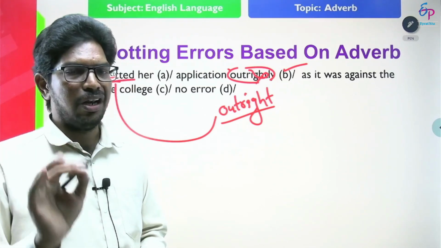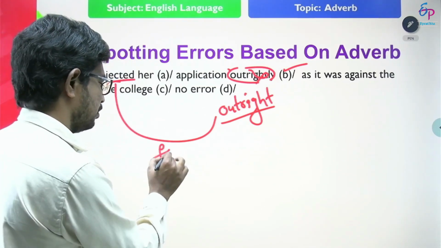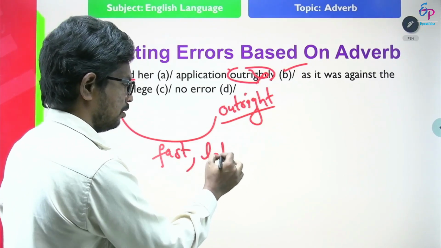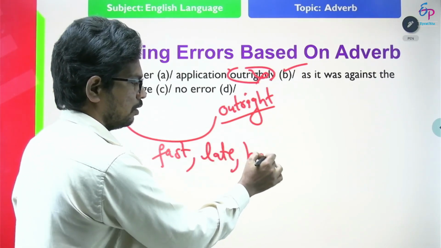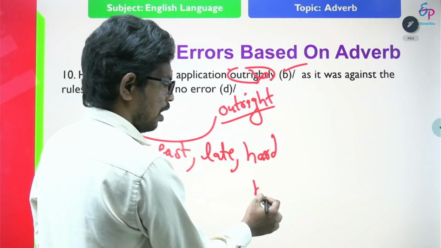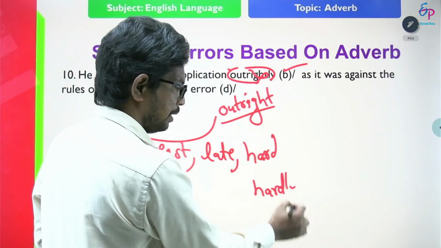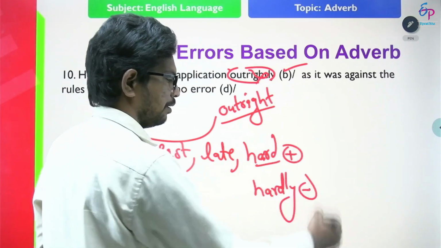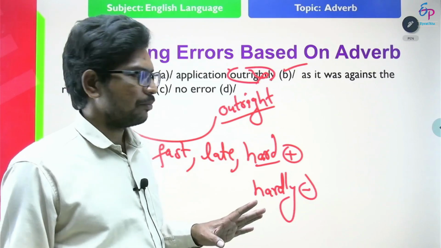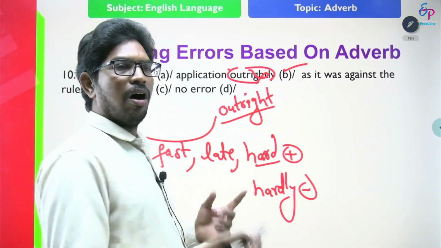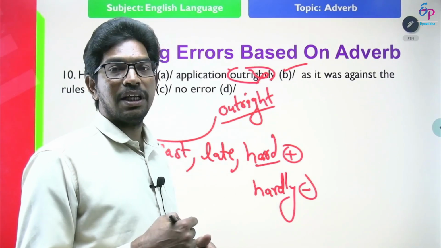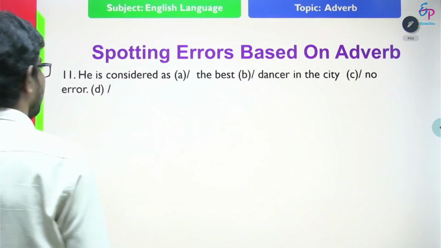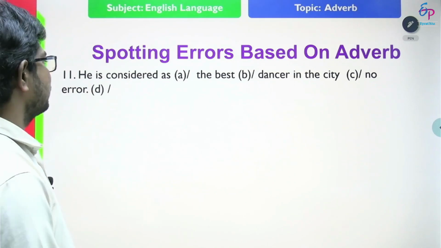So we should not add ly to fast, late, hard. When we use hardly, it gives a negative idea. Hard is a positive idea, hardly is a negative idea. Hardly means nothing. So we should not add ly to hard when it is expressing a positive idea. Error is at B.